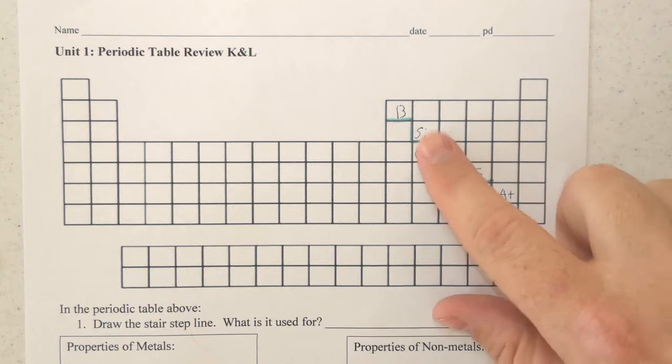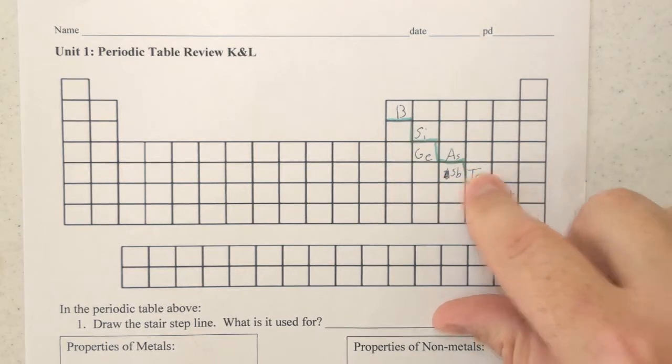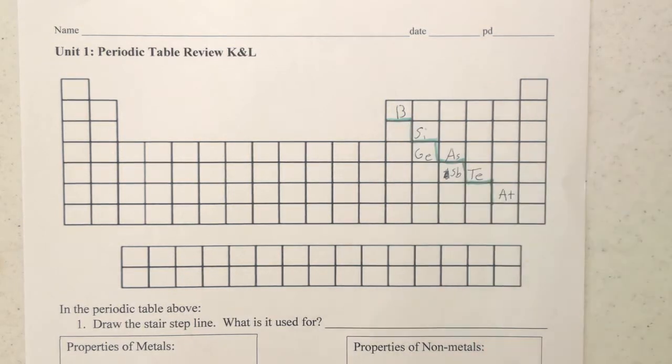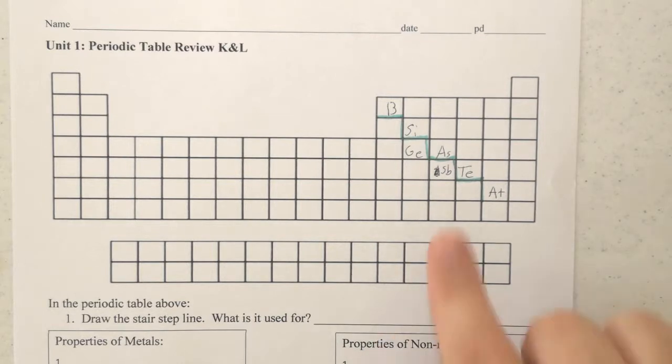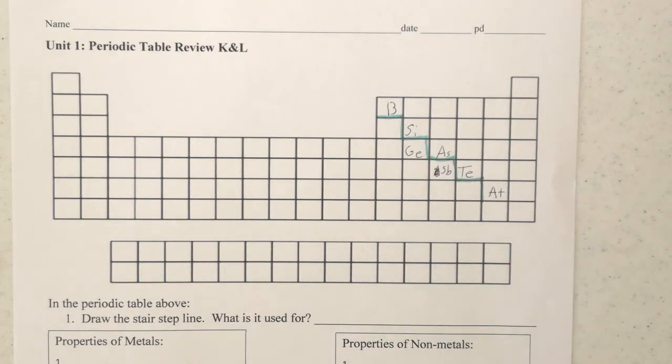As you notice, I've already filled in these elements on the periodic table and highlighted, because if you look at number 1, it says draw this stair-step line. So if you want to pause the video, go ahead and fill that in and get caught up with me. Thank you. Welcome back. So what is the purpose of this line?